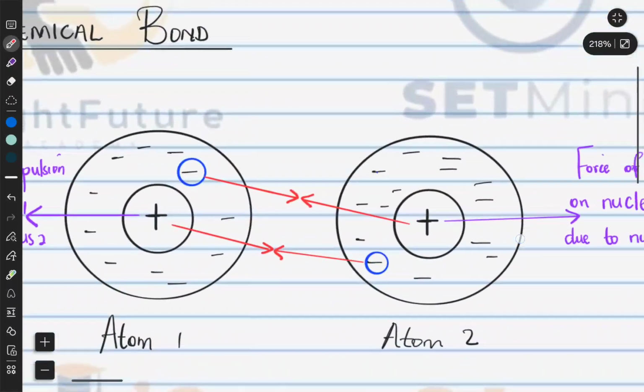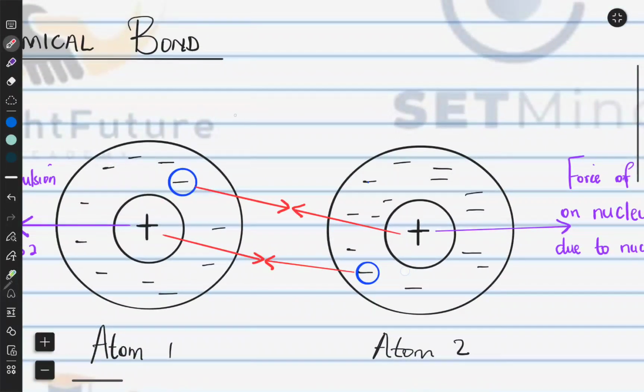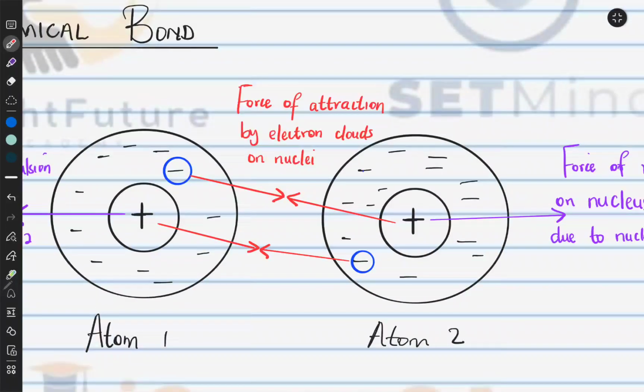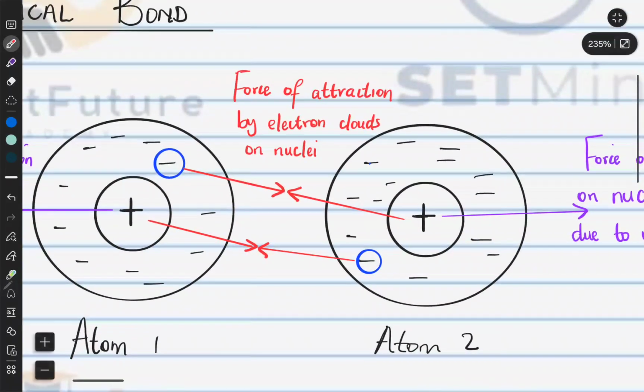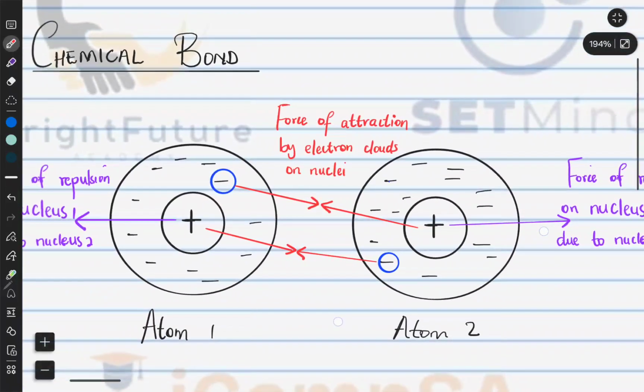Okay, so here we have, right, so I'm labeling this. We have force of attraction by electron clouds on nuclei, right? So that's what happens. Electron clouds are for both atoms. Nuclei is just a plural for nucleus. All right, so that's what happens.